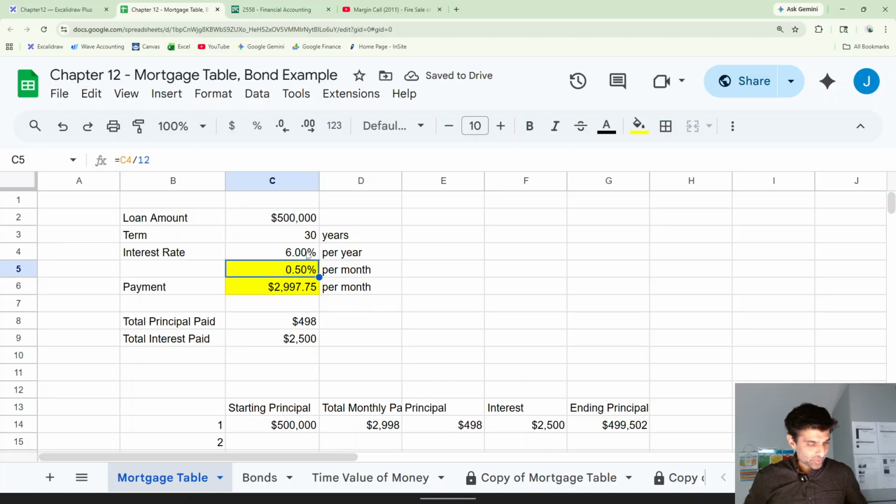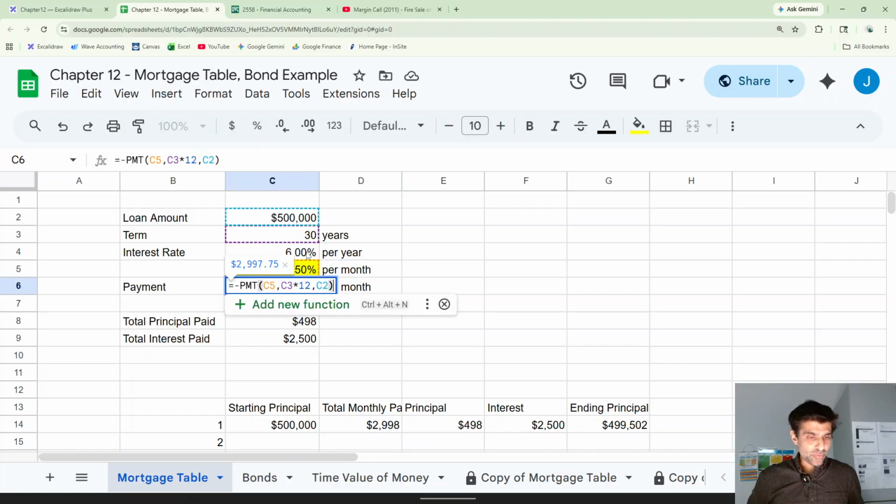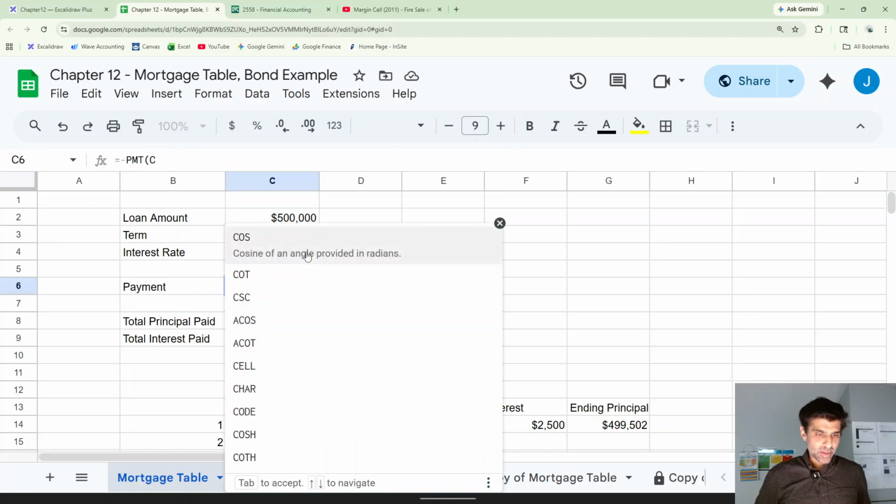These in yellow are formulas. This formula is converting the yearly interest rate into a monthly rate by just dividing by 12. And this payment is a monthly payment, so you can see both of these are per month. The function in Excel is PMT. So what are the inputs to PMT? Let's start from the beginning here.